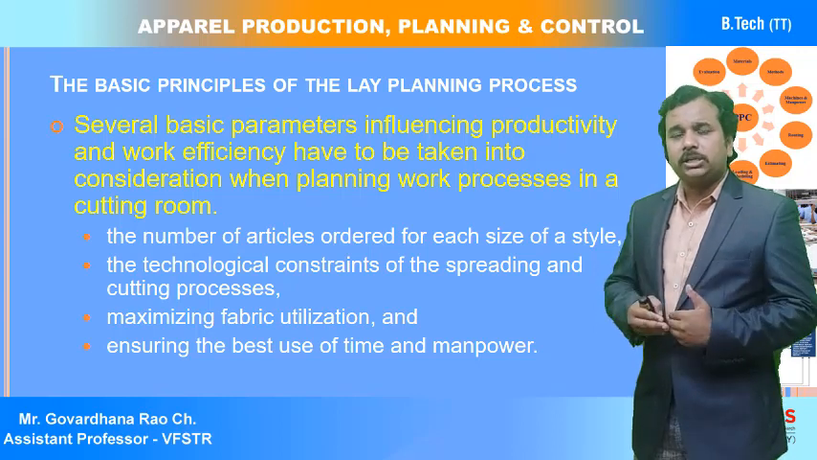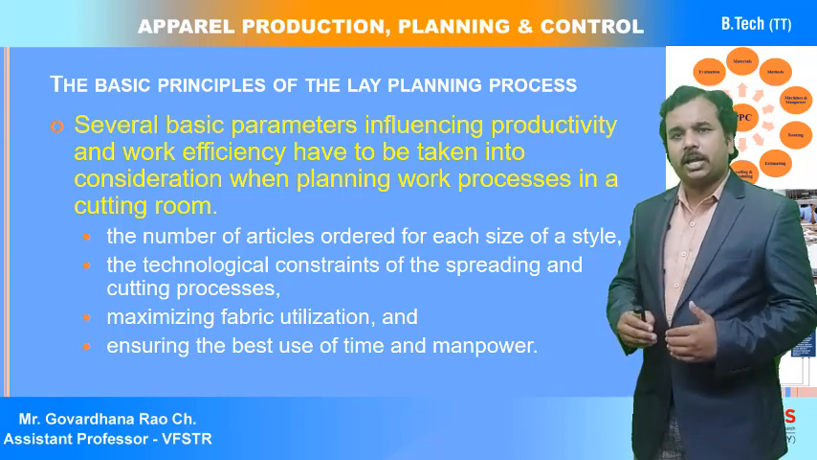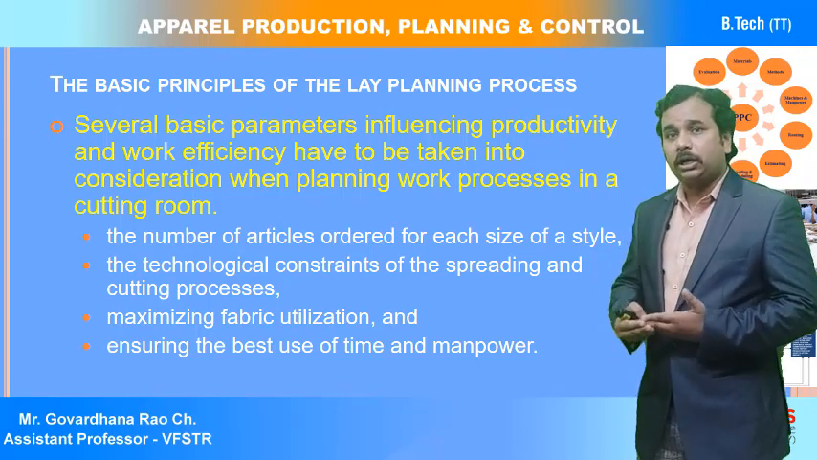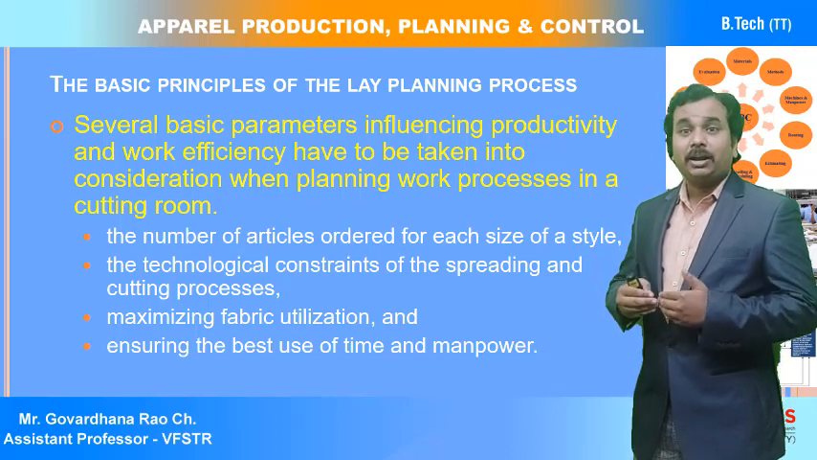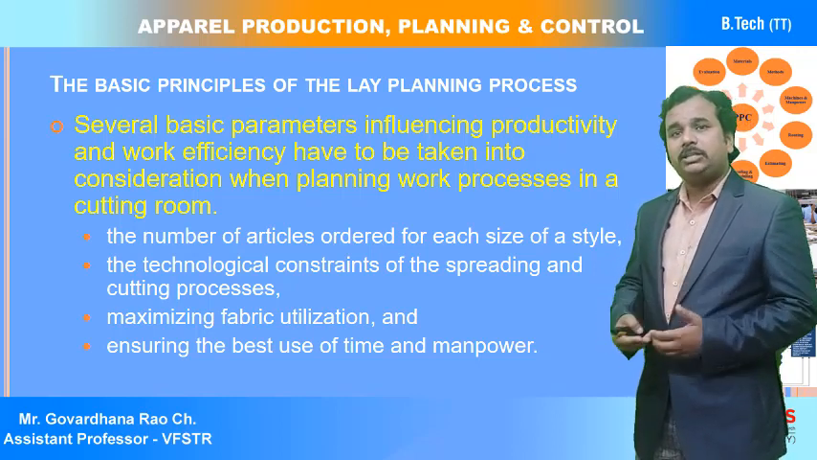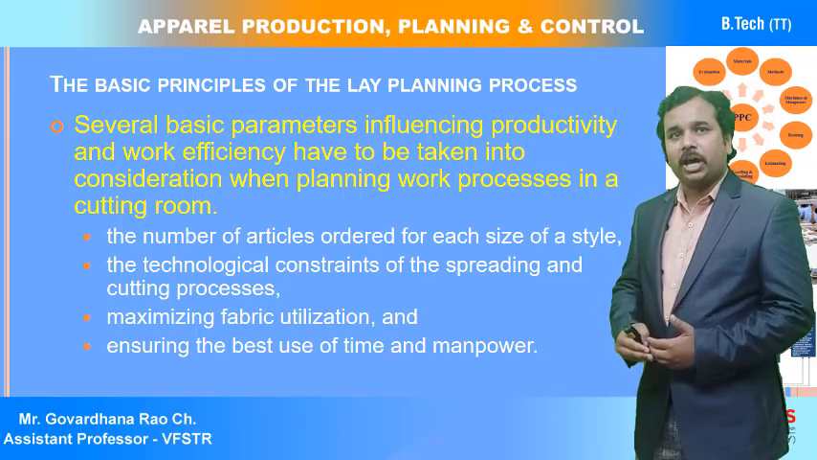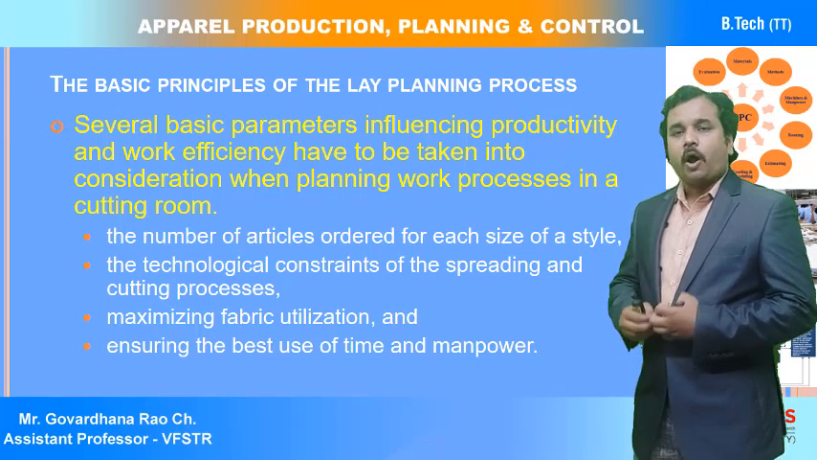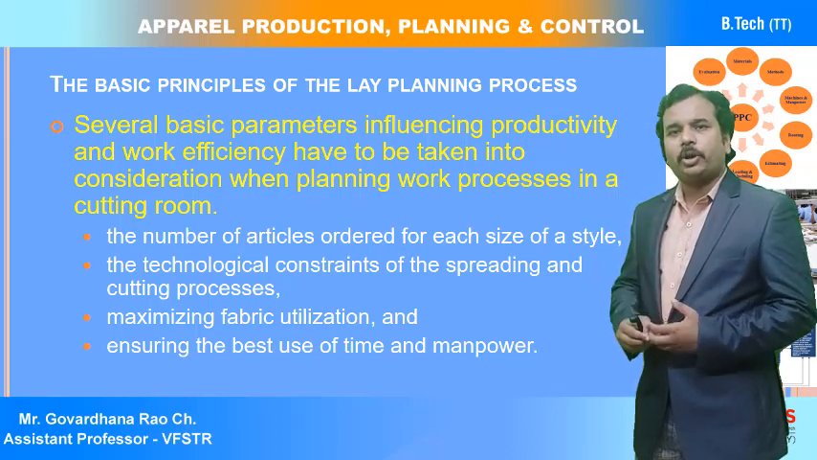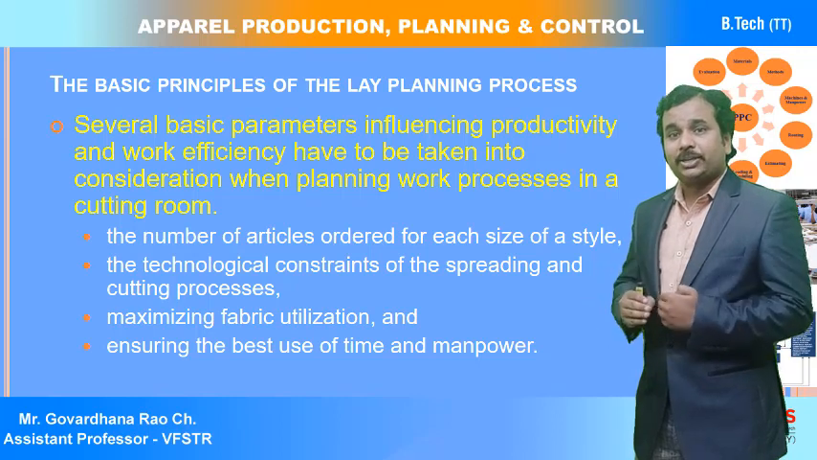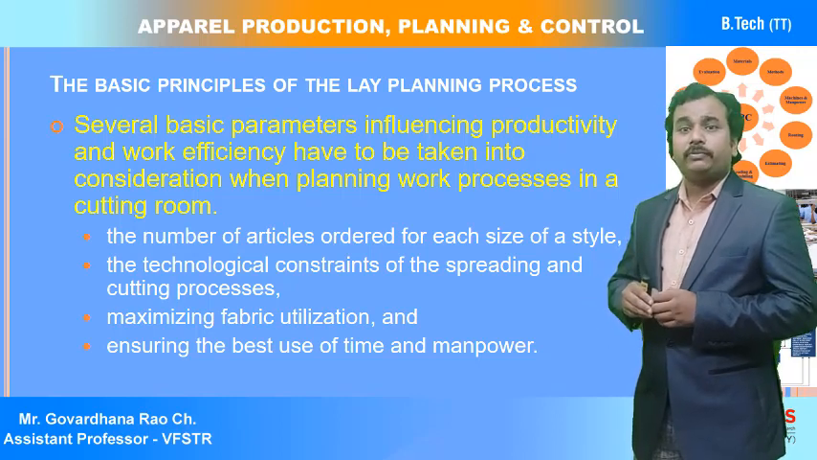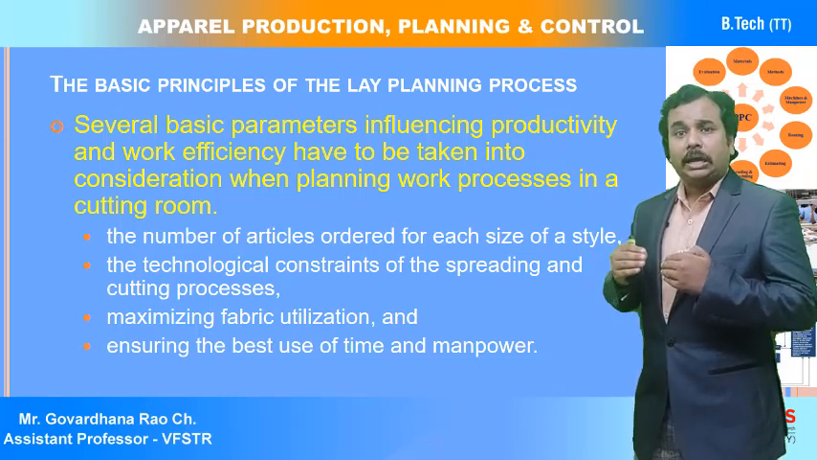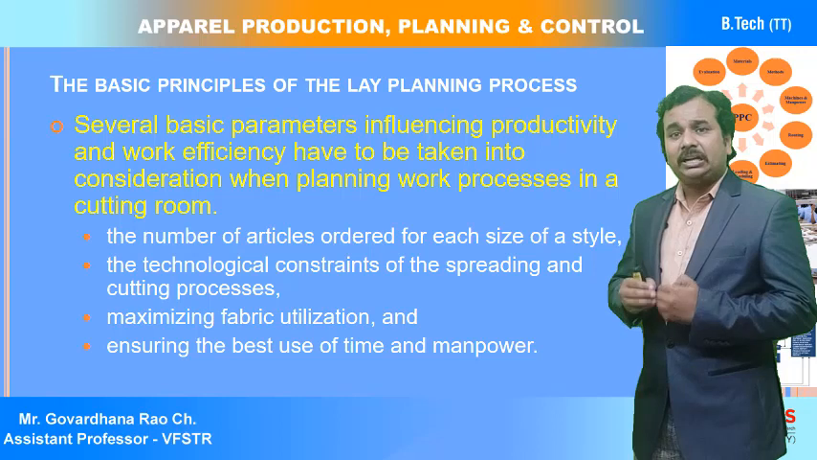First, the number of articles ordered for each size of a style, as I already discussed. That is, the number of garments ordered for each size of a particular style. Then the second one is the technological constraints of the spreading and cutting process. Technological constraints mean how many lays can be done in the spreading process or on the cutting table.